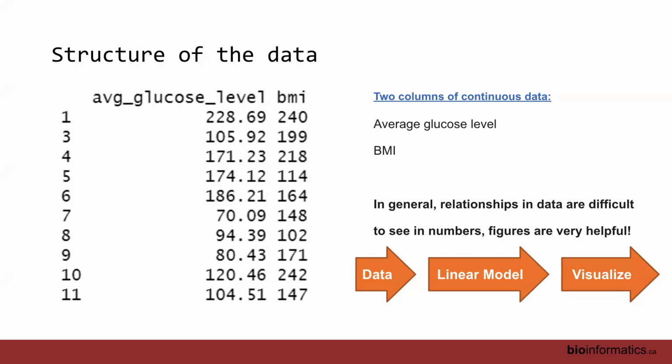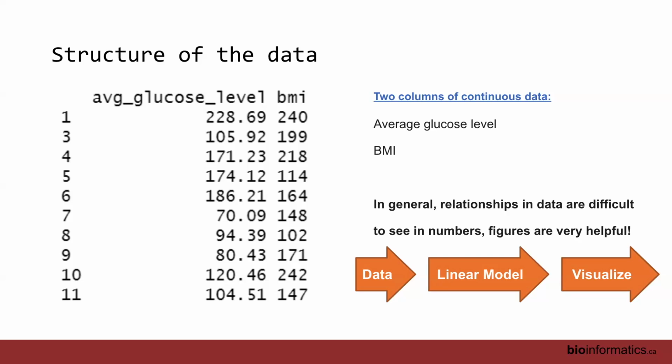If we were to say, is there any relationship between average glucose levels and BMI? We might take a look and say, in totality, the lowest value is 70 on the average glucose side, and the lowest value for BMI is 102. So 148 looks kind of low. The highest average glucose level is 228, highest BMI level is 240. It looks like as you get higher glucose levels, you get higher BMI. But we're really bad with looking at numbers. We can't put any stats to this. It's just a visual trend.